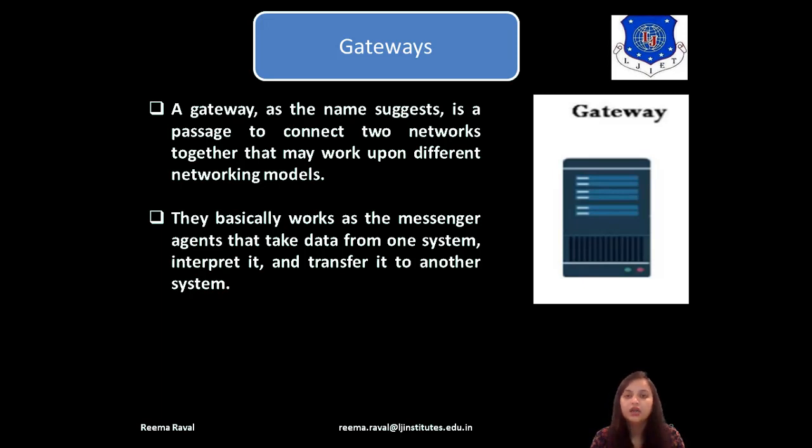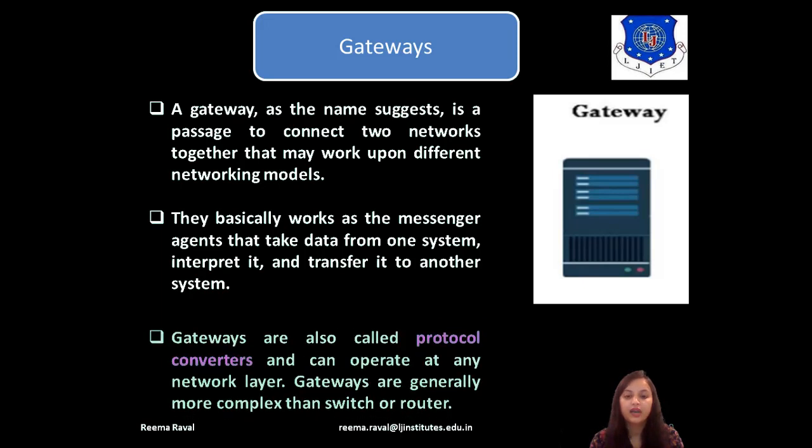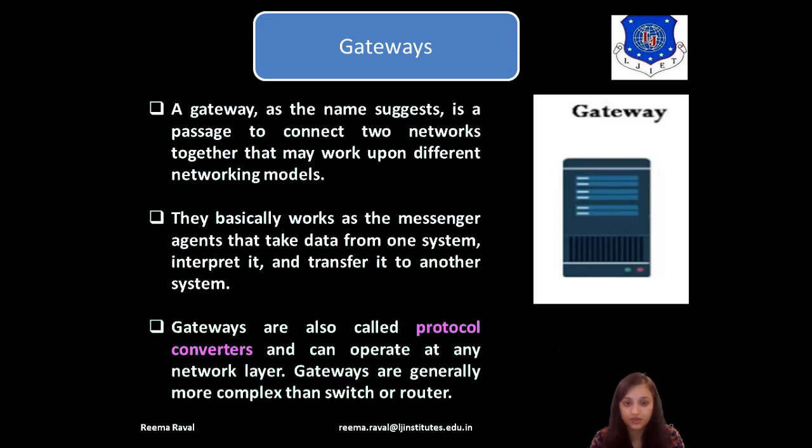Let's say for example, one network is using UDP, that means user datagram protocol, and another network is using TCP, that means transmission control protocol. So if they both are to be connected, there is some gateway to connect these networks, right? So gateways are also called protocol converters and can operate at any network layer. And the gateways are generally more complex than switches or routers. Okay, so they have very specific applications.